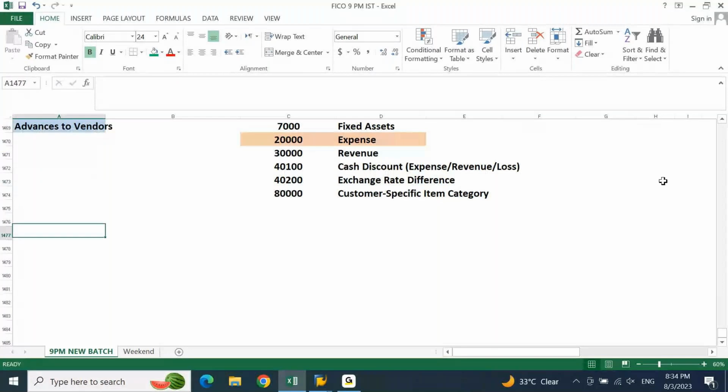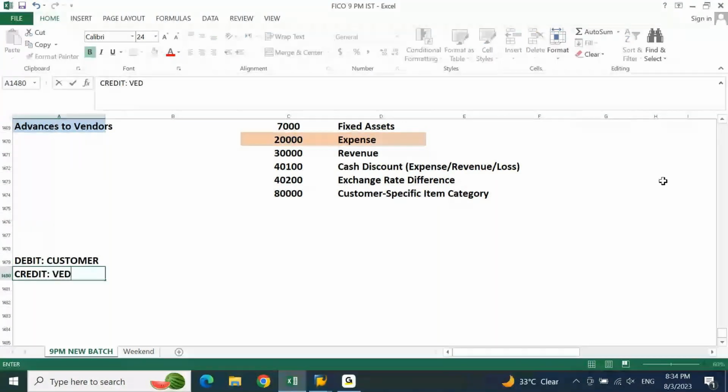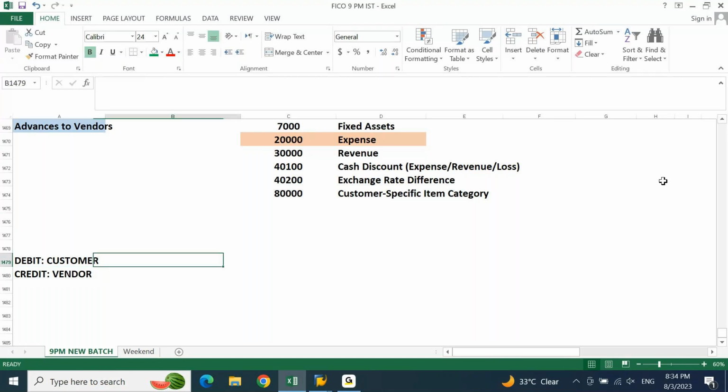Let's say I want to debit customer and I want to credit vendor. What I mean to say here is there is some amount lying in the customer account which I want to move to the vendor account, for which I will be debiting customer and crediting vendor. Or the other way around. Now, is this accounting entry correct? If I put 100 debit, 100 credit, yes, no?